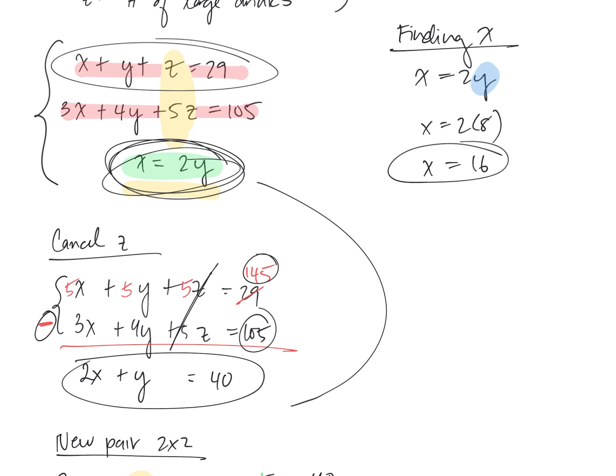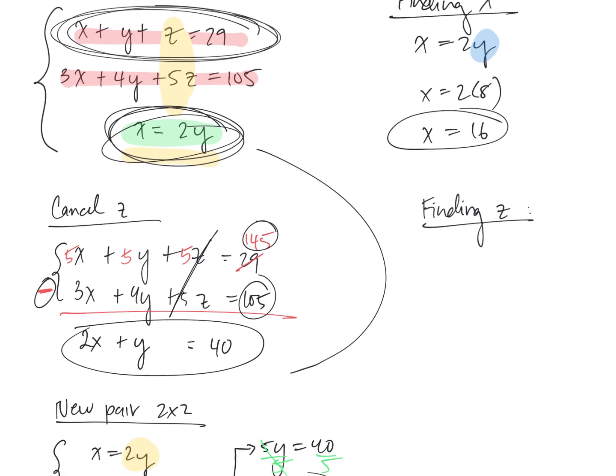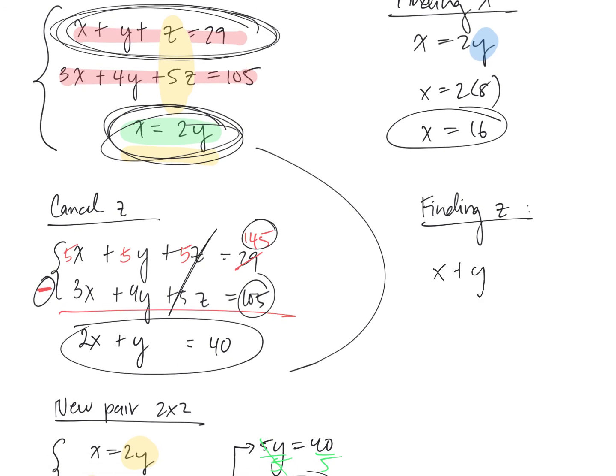We have one more variable to find, and that is z. So I'll go ahead and write finding z. Keep things neat. And I'm going to use this equation up here because it's the easiest one: x plus y plus z equals 29. What do I mean by the easiest? Once again, it just has the simplest numbers. We can't use this one because it doesn't have z in it.